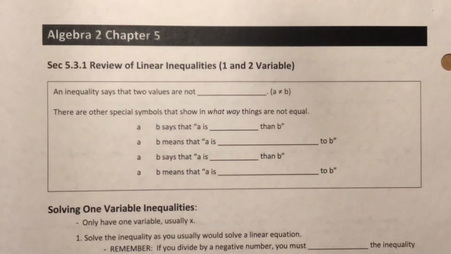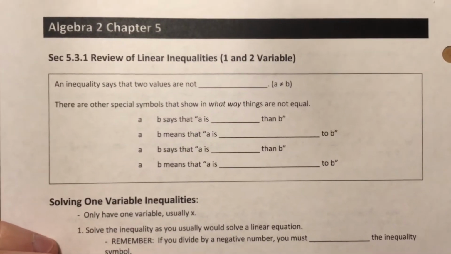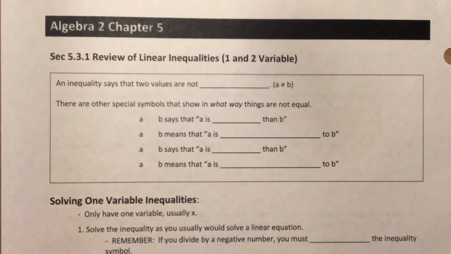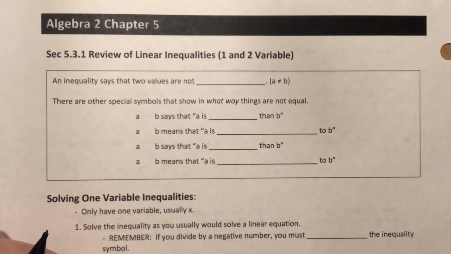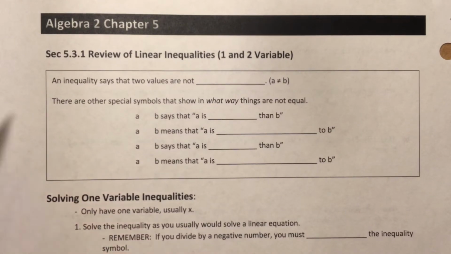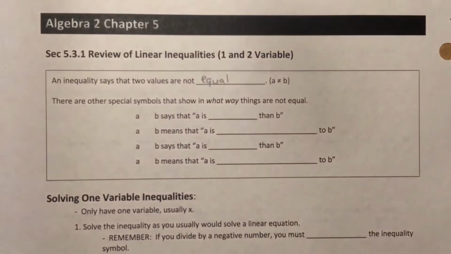Right, as we approach the last major section of chapter 5, this whole part of this chapter is dealing with inequalities. So today should be pretty much all review, but we need to know and refresh our memories of this before we can move on. So an inequality says that two values are not equal, and there are other special symbols that show in what ways they are not equal.